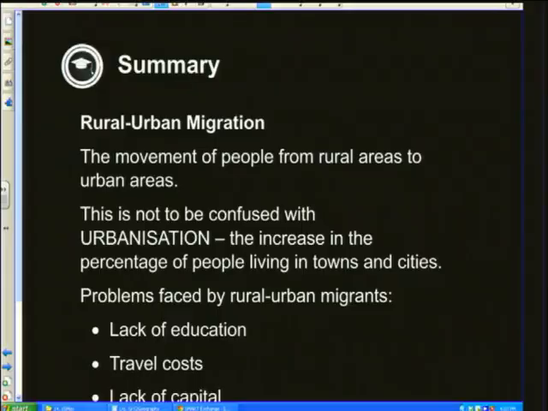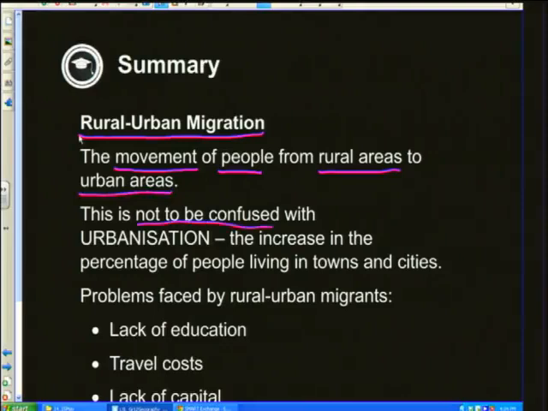If we have a look at the concept of rural-urban migration, you need to always state it's the movement of people from rural areas like villages, hamlets, isolated farmsteads, to urban areas or cities and towns. Not to be confused with the process of urbanization, which means there is an increase in the percentage of people living in towns and cities. All right, so make sure that you get those definitions right.